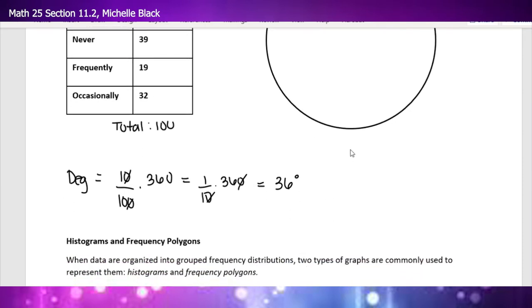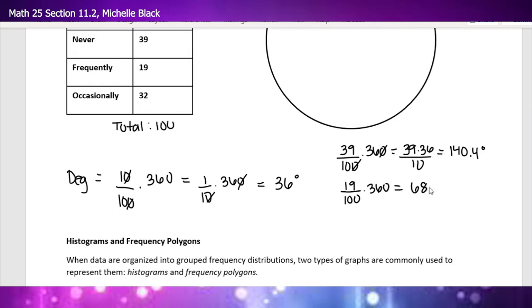Let's do this for the never category. So I have 39 out of 100 times 360. Again, I can eliminate one of the zeros. So I really need to do 39 times 36 divided by 10, which is 140.4 degrees. For frequently, I have 19 divided by 100 times 360. Plugging this into your calculator, you'll get 68.4 degrees. And the last category, 32 divided by 100 times 360, is 115.2 degrees.